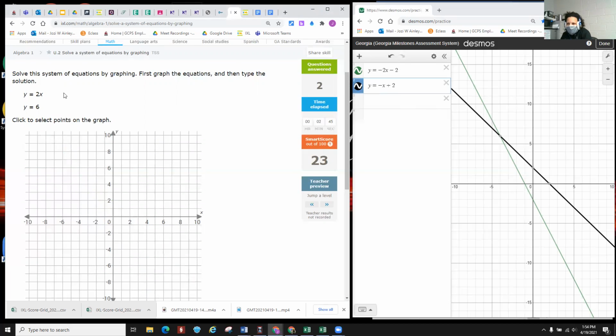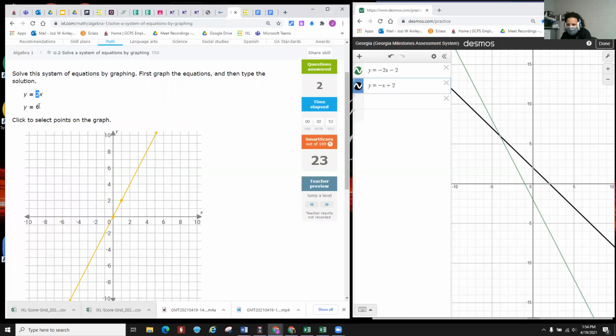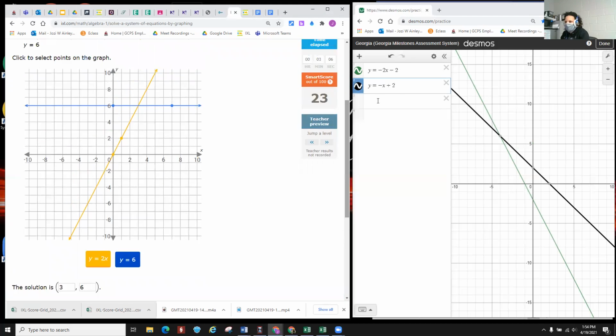Okay, so graph it and check it. It's not crossing anything, so it's 0. And then it's rise 2, run 1, rise 2, run 1, first line. Second line, there's no x either. It just has y equals 6, so that's a straight line, y equals 6. So my solution is 3, 6. And then just double check your answers in here.